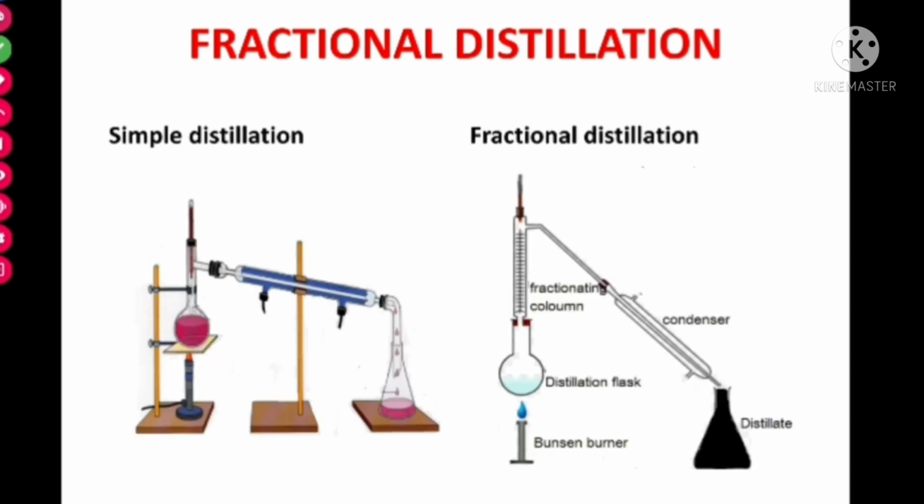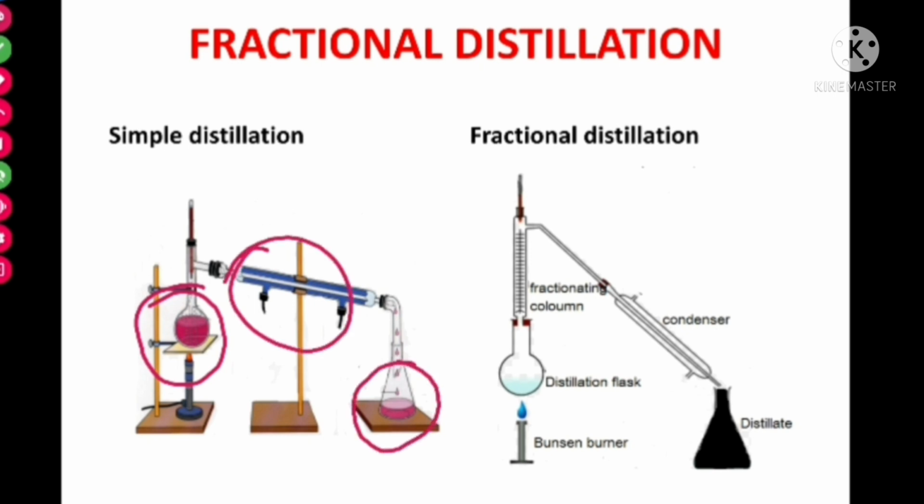Here you can see two figures. The first picture represents simple distillation. The second figure represents fractional distillation. In the simple distillation assembly, you can see a distillation flask. This is the distillation flask. It is also known as still. This is our condenser and this is the distillate receiver.